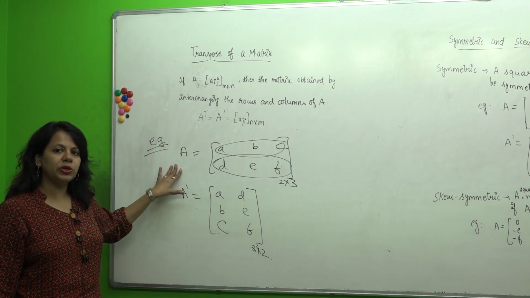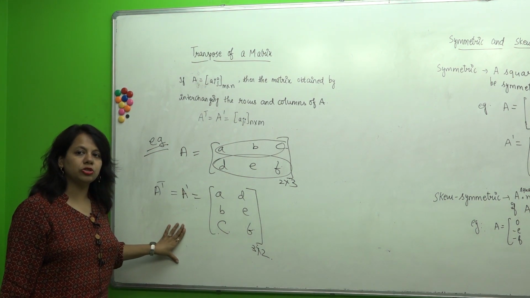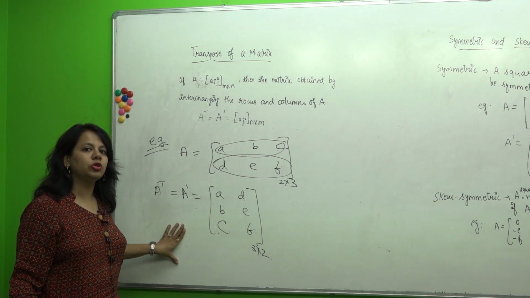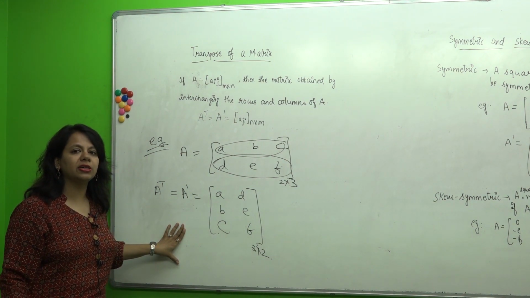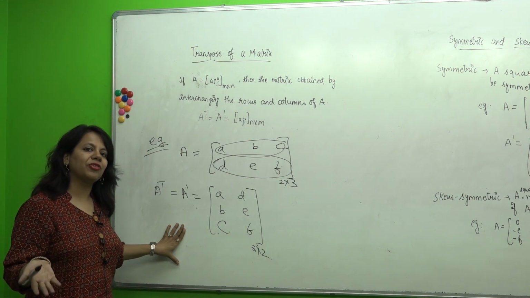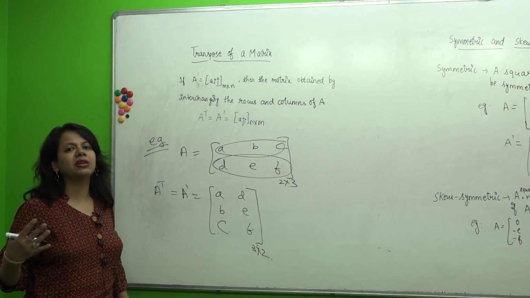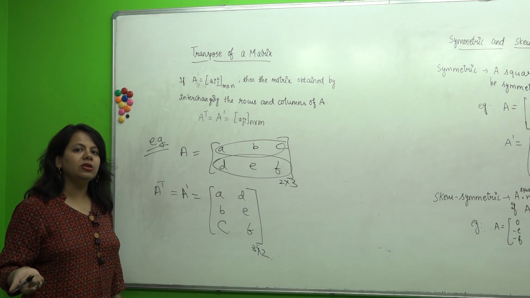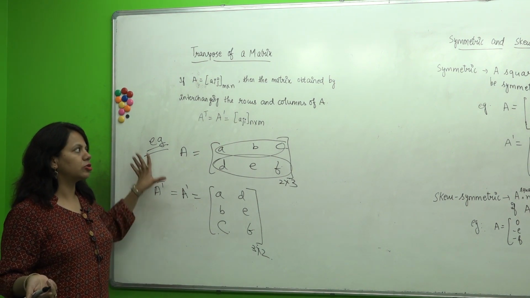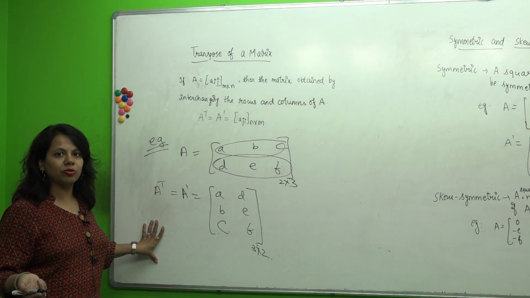So if I had a 2 into 3 matrix, I got a 3 into 2 matrix. If I have a 2 into 1 matrix, I would get a 1 into 2 matrix. If I have a 3 into 4 matrix, and if I transpose it, I would get a 4 into 3 matrix. So please do make a note of this.